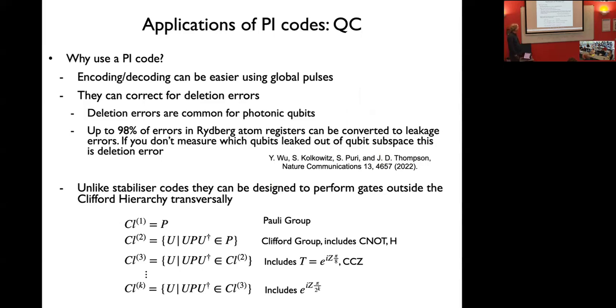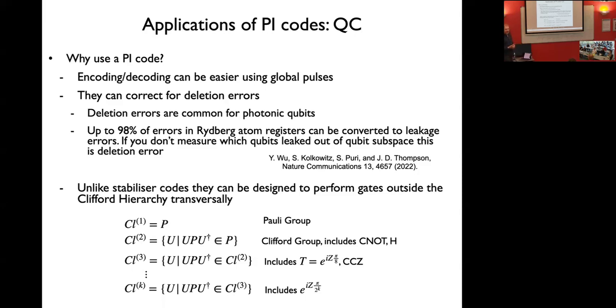So yeah, why would you use one of these codes? Well, the encoding and decoding can be easier since the operations you do don't require addressability of the physical qubits. Everything is permutation invariant, so you can use global pulses, which can be easier in some implementations.